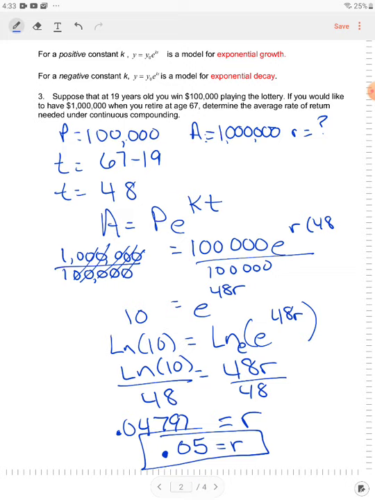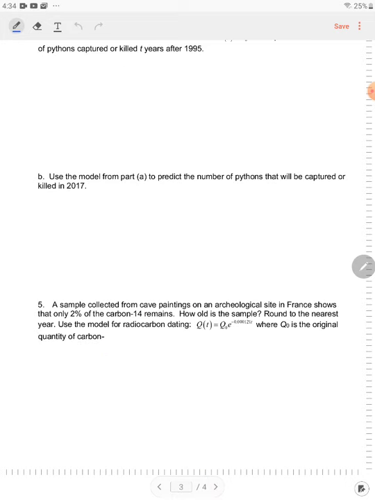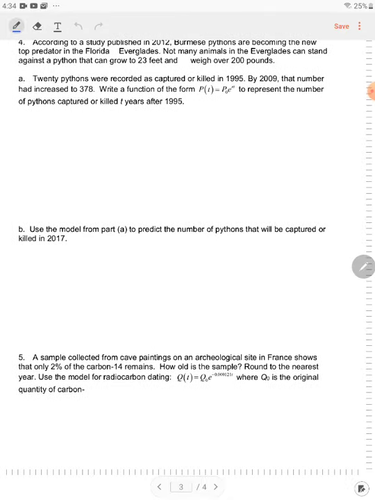And we have the correct answer. Now, another way we could write that would be to change it to percent. But I would do r is equal to 0.05, or we could say 5%. All right, so let's look at this. Number 4.